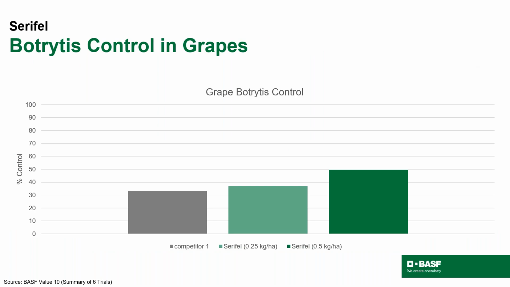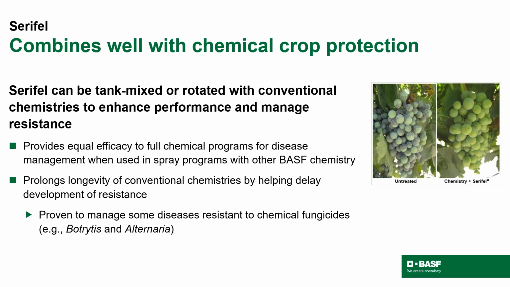Serifel also has activity on botrytis. Although in our trials, we have found it is not as consistent or as strong as it is with powdery mildew. Botrytis can be a very nasty disease to control. And so for botrytis, Serifel can be used alone for suppression, but it can also be used with greater success if it's used as a tank mix. And I'm going to talk a little bit more about that.